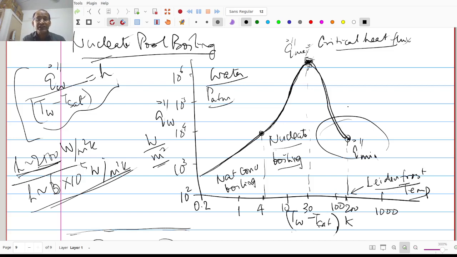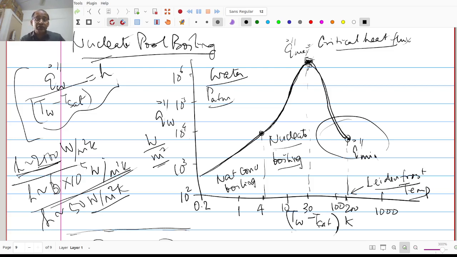Again, you can see this is 10 to the power of 4, right? The heat flux is of the order of 10 to the power of 4 watt per meter square, and the temperature difference is around 200 Kelvin. So it is 10,000 by 200, it's about 50, right? So h comes down to almost 50 watts per meter square Kelvin, right? So it decreases from something like 6 times 10 to the power of 5 watts per meter square Kelvin to about 50.